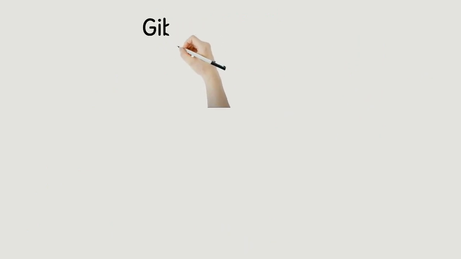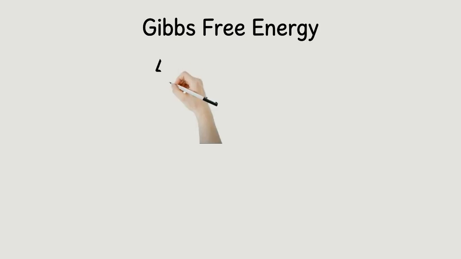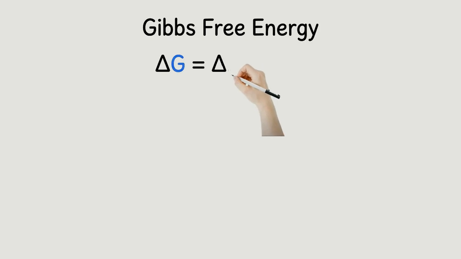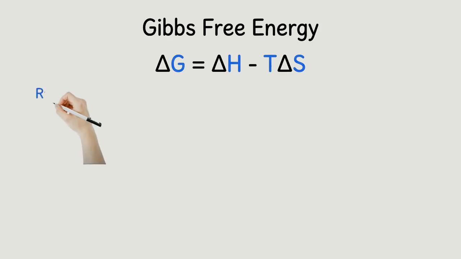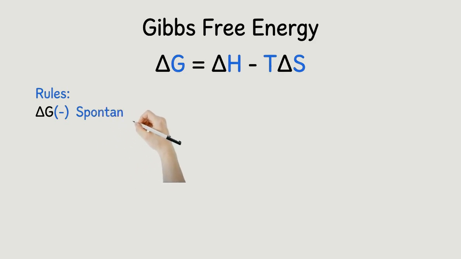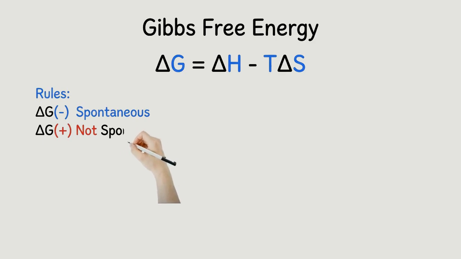To predict whether a process is spontaneous, chemists use Gibbs free energy, delta G. The idea is captured by the equation delta G equals delta H minus T delta S, where T is temperature in Kelvin. Delta G combines heat effects and entropy effects into one decision. If delta G is negative, the process can happen on its own. If delta G is positive, it will not happen unless you supply energy.